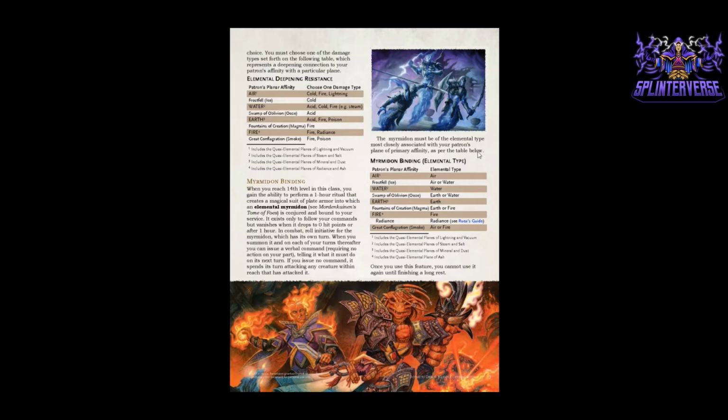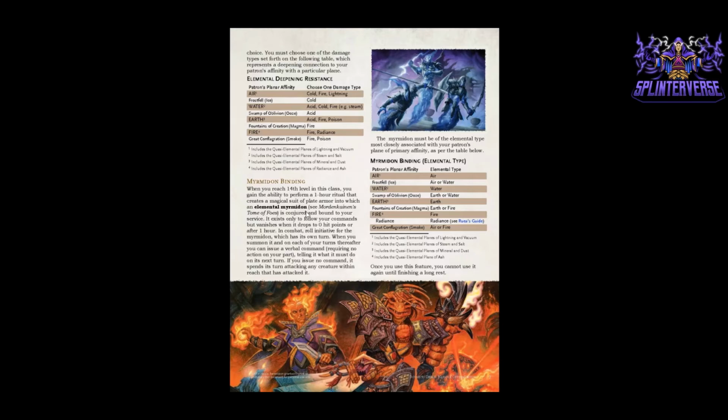The Myrmidon must be of the elemental type most closely associated with your patron's plane of primary affinity, as per the table below. So, very cool list here of different elemental types that would be connected to your Myrmidon. And it says once you use this feature, you cannot use it again until you finish a long rest. So that's a fun option.